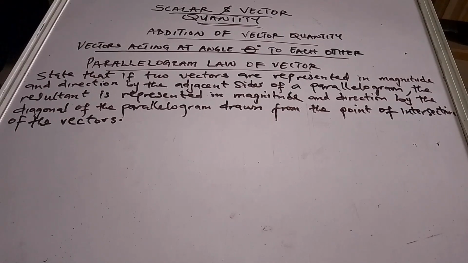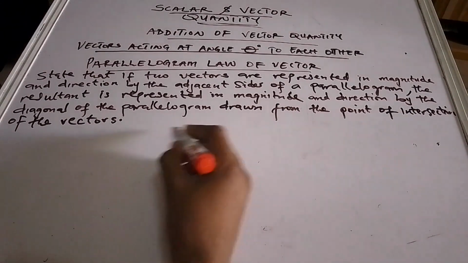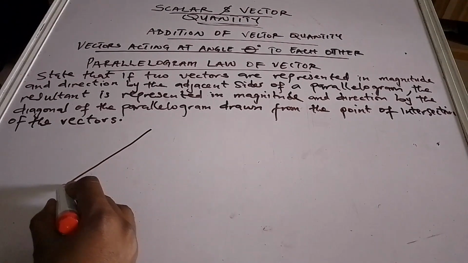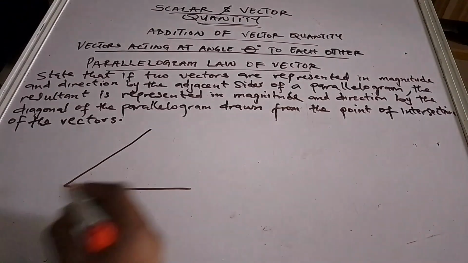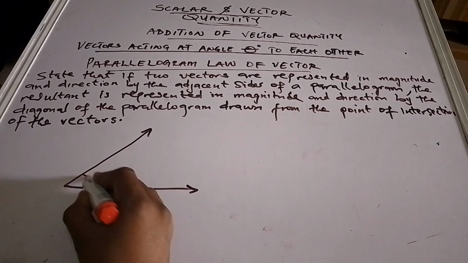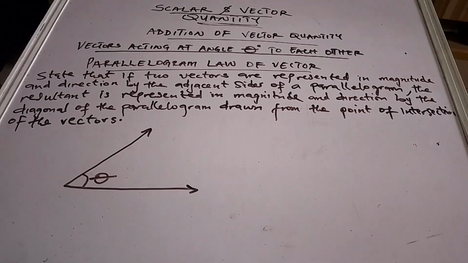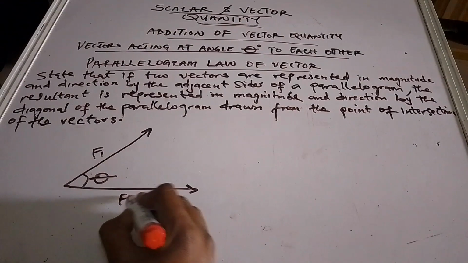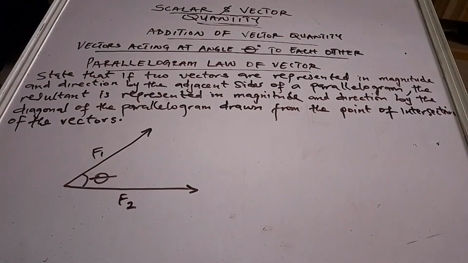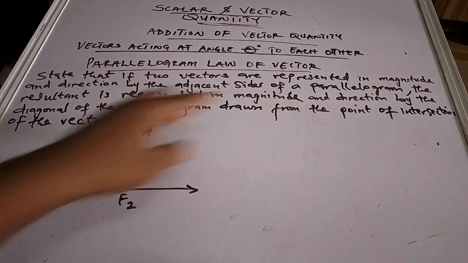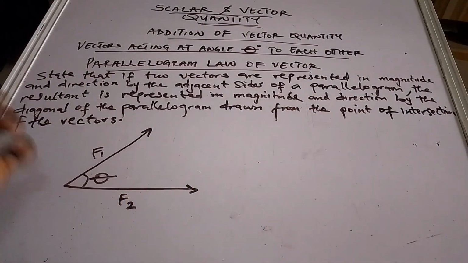Let's say, for instance, we have two vectors acting at angle theta to each other. So this is the first vector, this is the second vector, and this is the angle theta between them. Let's call this one F1, and let me call this one F2. That is what the law states, when they are represented in magnitude and direction by the adjacent sides of a parallelogram. Now if you look at this, this is not yet a parallelogram. How do we make it a parallelogram?